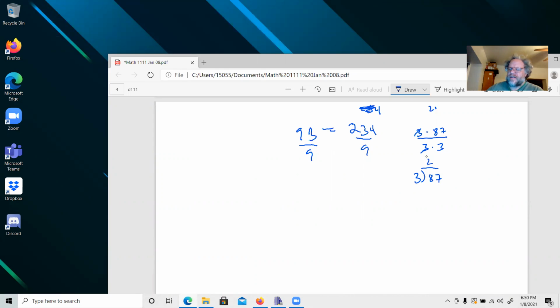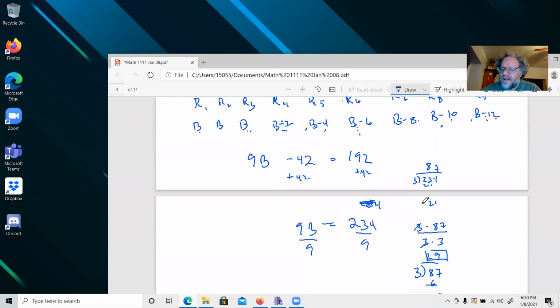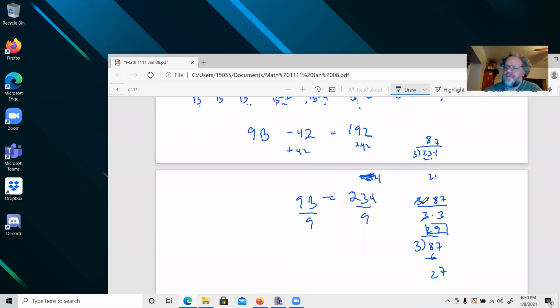So 3 goes into 8 2 times, right? 3 times 2 gives me 6. 8 minus 6 gives me 2. Bring the 7 down. We have 3 goes into 27 I believe 9 times. All right, so this number here, we have 237.